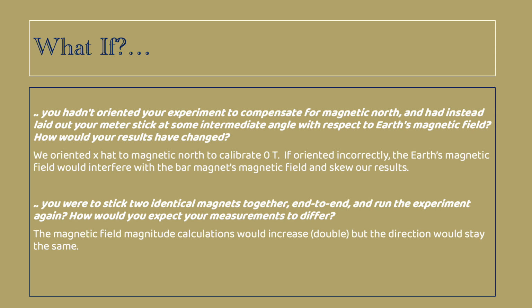So the second one was, what if you were to stick two identical magnets together end to end and run the experiment again? How would you expect your measurements to differ? The magnetic field magnitude calculations would have increased, which is doubled, but the direction would have stayed the same.